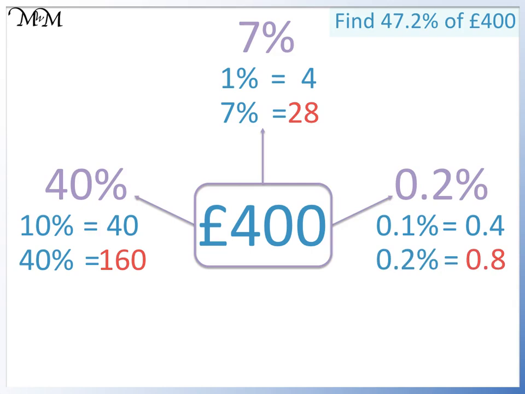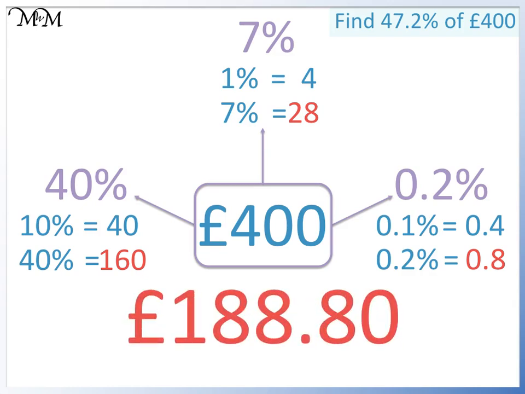Now that we know that 40% is 160, 7% is 28, and 0.2% is 0.8, we can add these together to find 47.2% of £400. 160 plus 28 equals 188, plus the 0.8 equals 188.8. So 47.2% of £400 is £188.80.